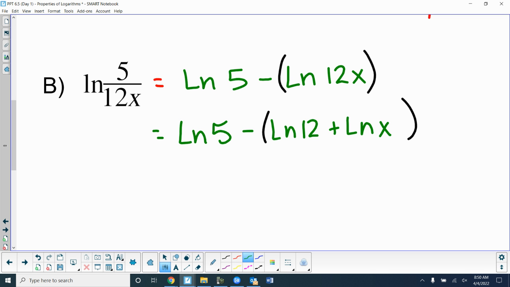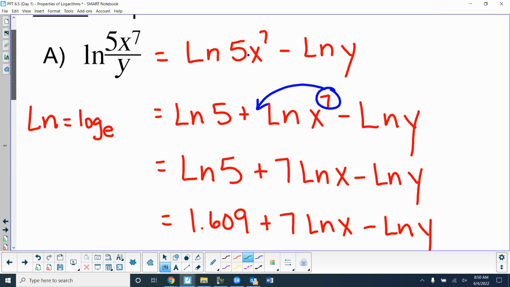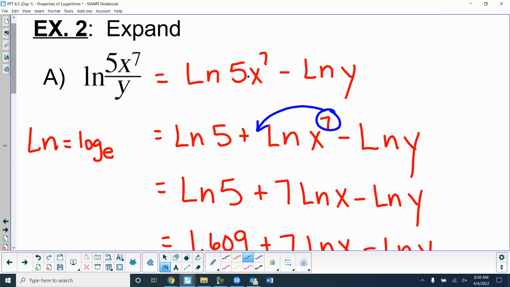How is this one even like? You said, oh, it can be subtraction. Why? Division I can turn in. So division we turn into subtraction when we expand. And then multiplication we turn into addition when we're expanding it into a bigger problem.